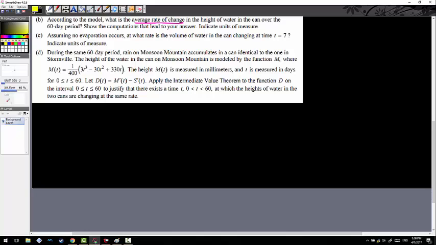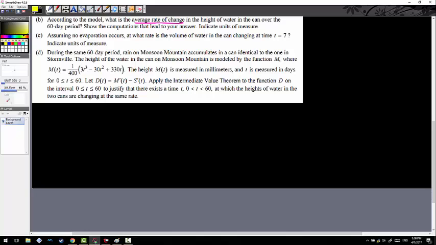The last part, part D, seems complicated, but it's actually not terrible. It says, during the same 60-day period, rain on Monsoon Mountain accumulates in a can identical to the one in Stormville. The height of the water in the can in Monsoon Mountain is modeled by the function m, where m of t is equal to that polynomial. The height is measured in millimeters, and so on. It says, let d of t equal m prime minus s prime. In other words, d is the two rates being subtracted.